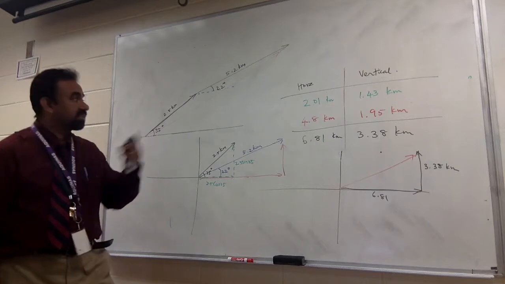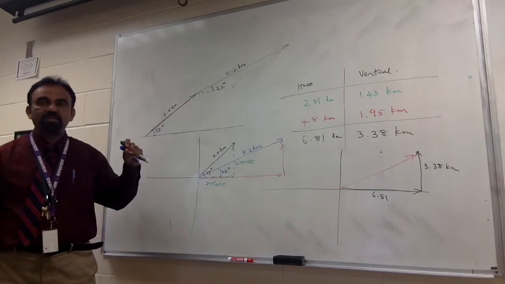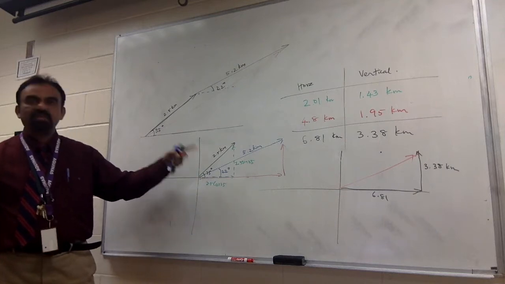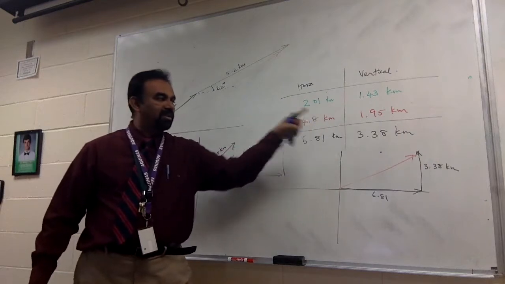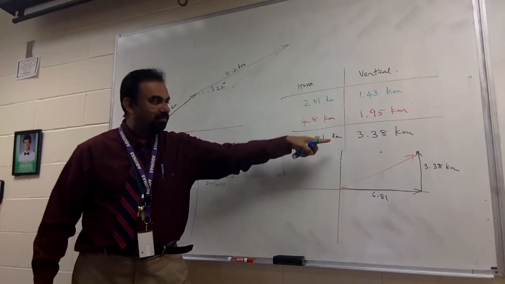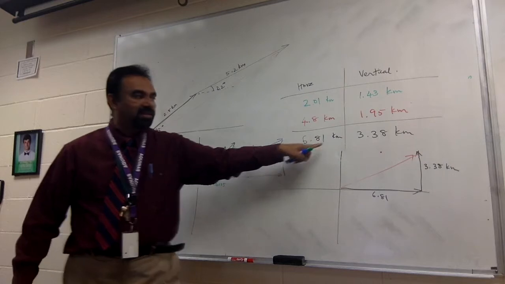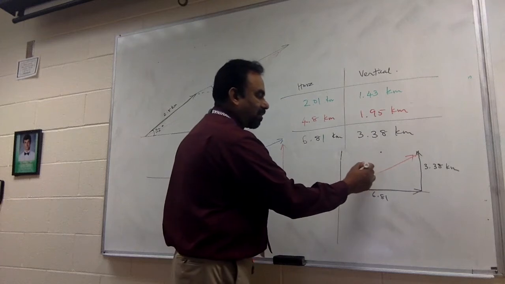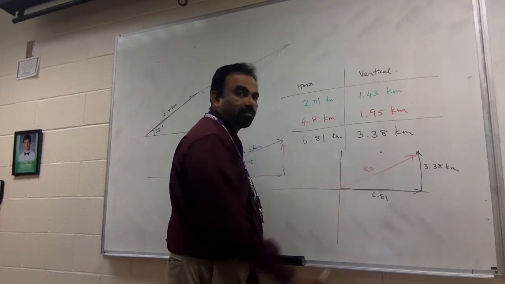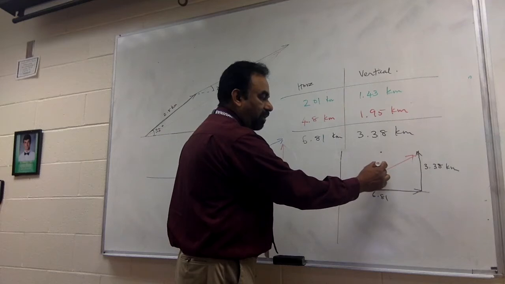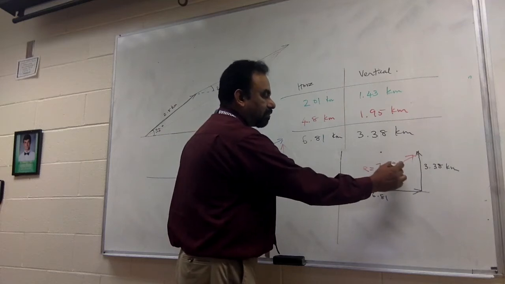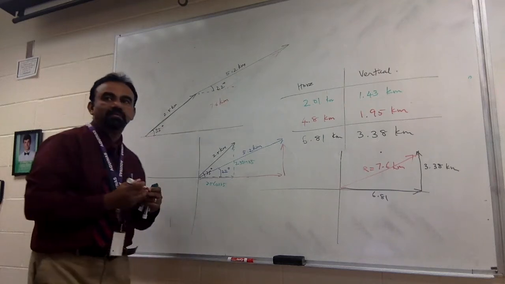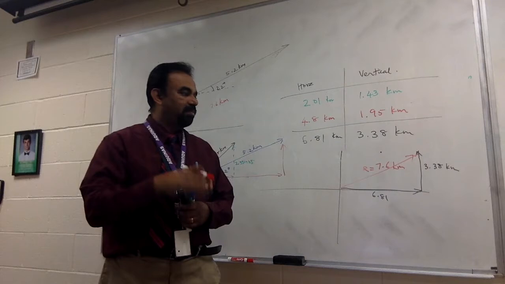So all you do is this. These are the two vectors given to you. You put them both starting from the origin and then resolve each one into components, add them up, and you get the horizontal component of the resultant and the vertical component of the resultant, put them there and get the resultant. How much is the resultant? 7.6 kilometers. So the resultant displacement is 7.6 kilometers.